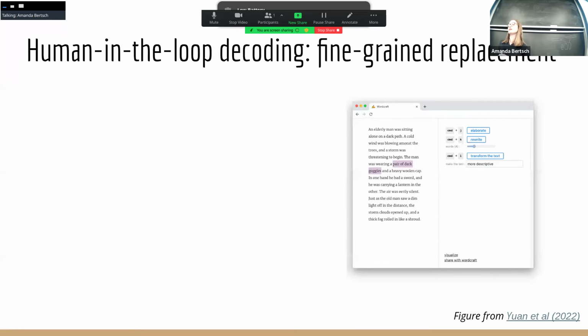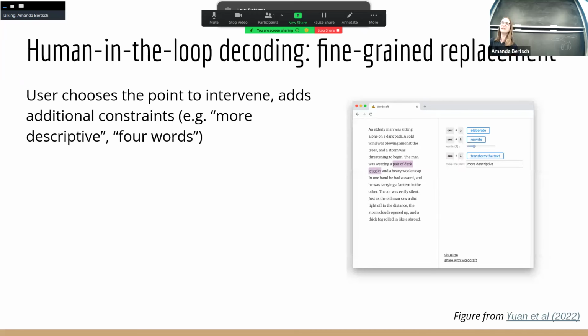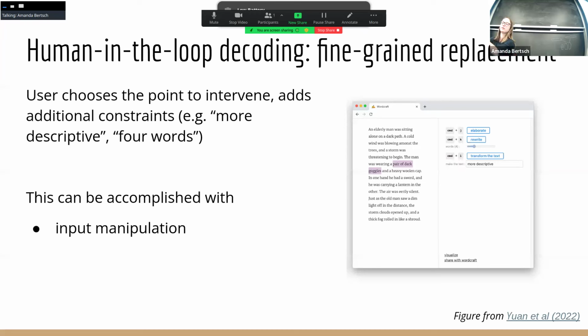You also might want to do more fine-grained replacement. So here the person has highlighted some text and said, make this more descriptive, or shorten this to 2 words, or maybe you want some additional constraint like, can this be happier? Can this be sad? Like change the ending or something. You can accomplish this in a variety of ways. Here, this is done through input manipulation, so you prompt your model differently with different constraints.